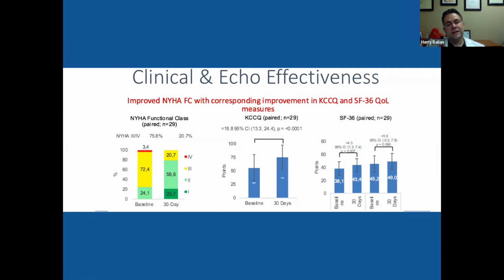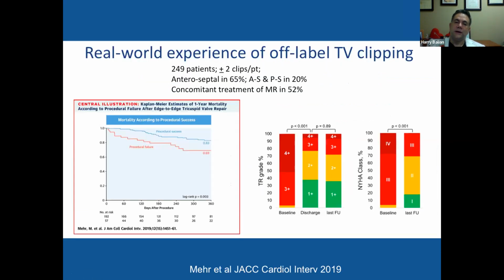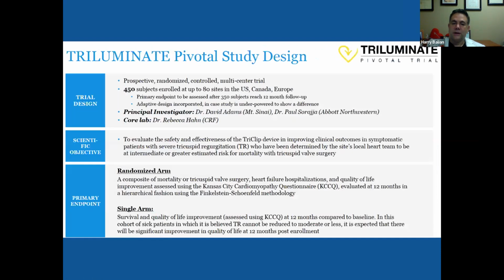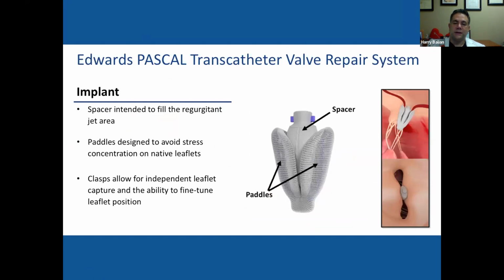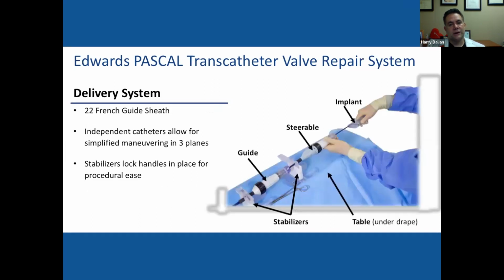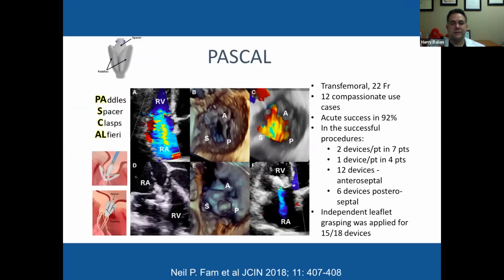So clinical effectiveness, just as with the mitral clip, you have patients that are post-clip having significant reduction in their NYHA class, going from class 4 and 3 to class 2 and 1, and their quality of life is much better. The most important trial, the Triluminate, is the pivotal trial that brought the TriClip on the map. 450 subjects, and the evaluation showed the clip was safe and effective. Other clips include the Edwards Pascal transcatheter clip, and this is the delivery system.